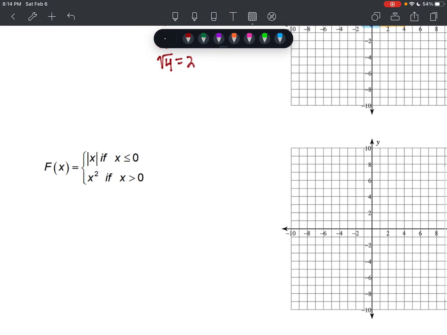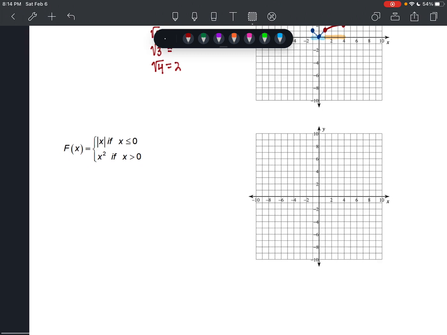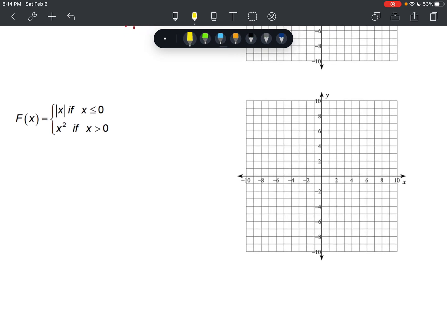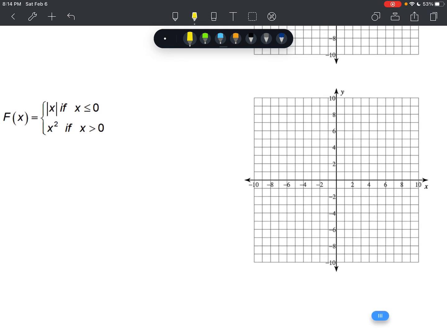Okay, here's one for you to try. Go ahead and try this, and then come on back and see how your graph looks compared to mine. It's going to look fantastic.